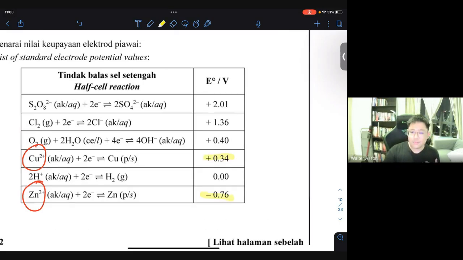So the more negative the value is for the standard electropotential value, the more likely it becomes a reducing agent, and the more likely it is oxidized. And the one that becomes the reducing agent is actually the negative terminal. The one that becomes the positive terminal will be the one that's less electropositive, or should I say has a higher, more positive standard electropotential value. Again, one more time, zinc is more negative, negative 0.76, while copper is more positive. So copper becomes the positive terminal and zinc becomes the negative terminal.